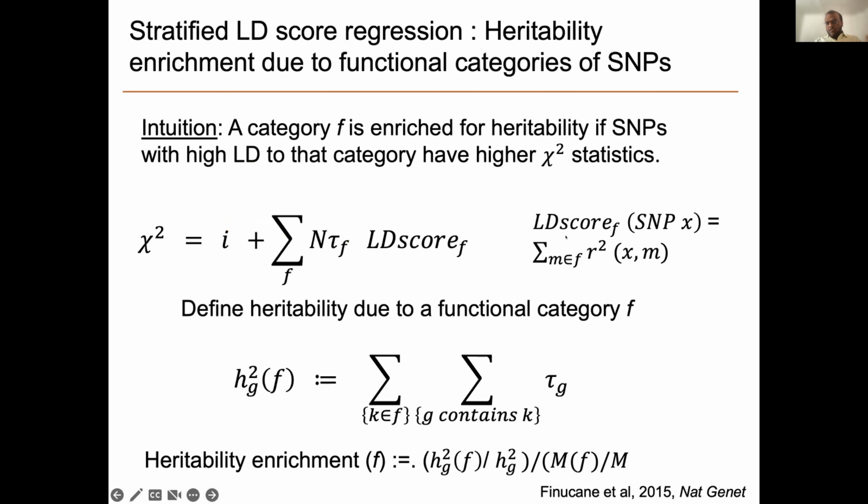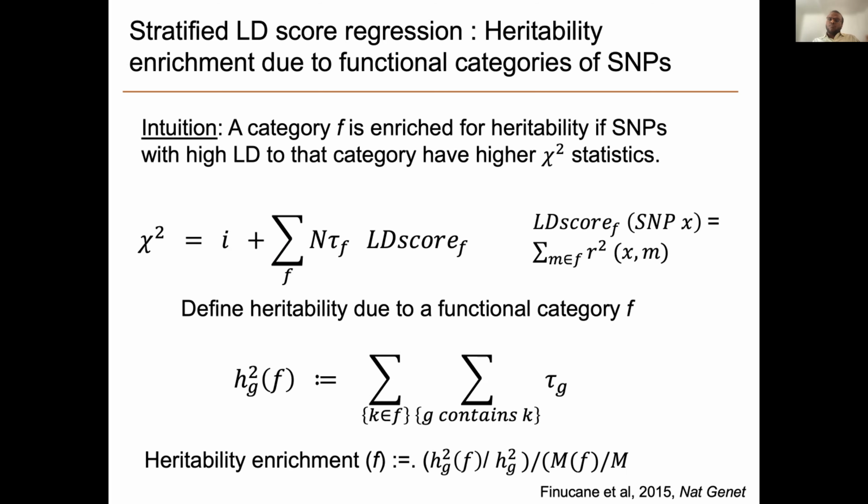The next question, however, is that we can compute the heritability for a particular disease or trait based on all the SNPs that have been genotyped. But what about a particular category or functional category of SNPs? Is it really true that the heritability of a particular category of SNPs, let's say conserved SNPs, or SNPs that are in DNase elements, have a higher heritability contribution compared to the SNPs genome-wide?